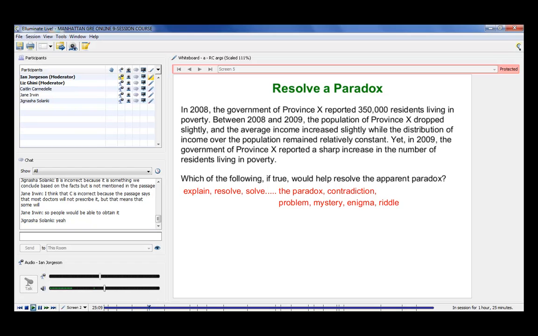The passage is going to present to you two facts that seem to contradict each other. And your job is to pick an answer that explains how these facts are not actually contradictory, how these facts actually work together. So let's take a look at this.